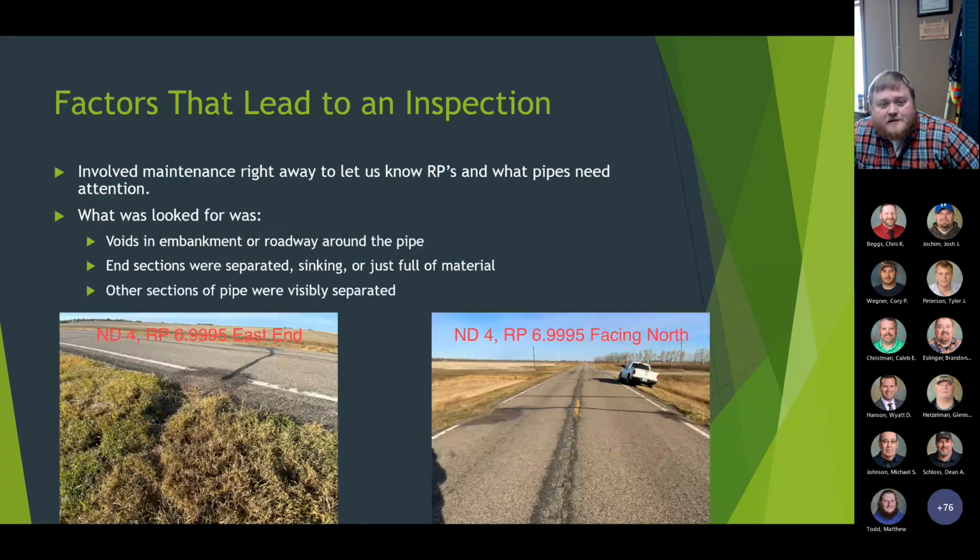So right away we got maintenance involved. Every section team lead would let us know if there were any issues with different pipes. They would let us know what highway and what RP they were at. Basically, we were looking for voids in the embankment, in the roadway, and any defects in the asphalt over top. We also looked at whether the end sections were separated, sinking, or just full of material, and whether other sections of the pipe were separated or visible, so that you could just see them passing by.